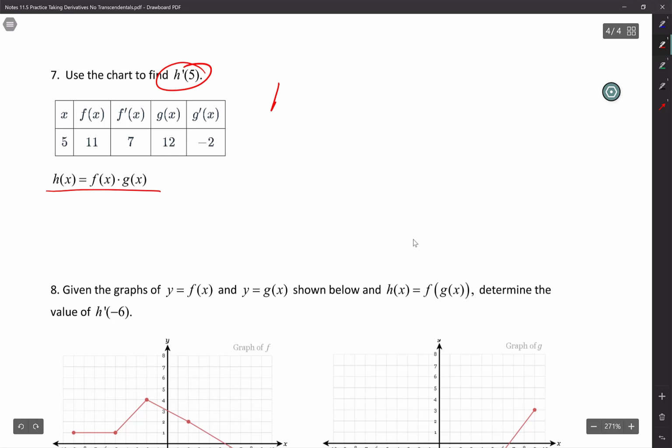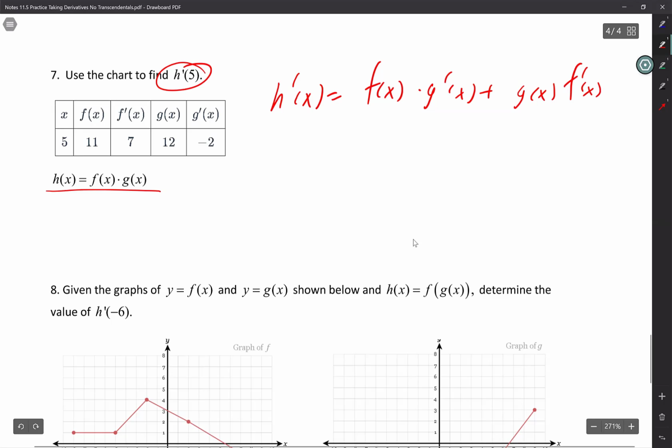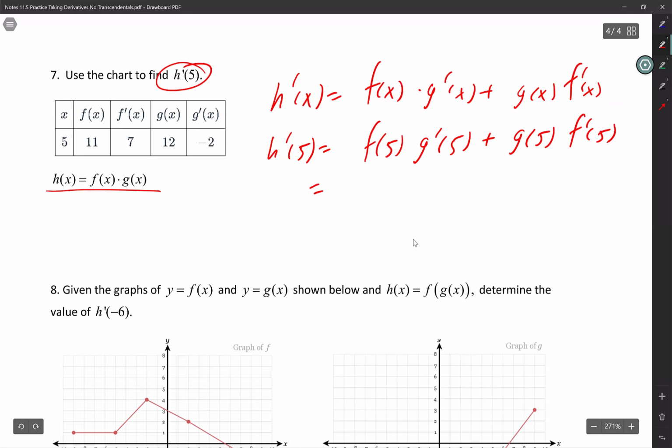Product rule. h prime of x equals first times derivative of the second plus the second times derivative of the first. Once you've done that, plug in a 5. f of 5, g prime of 5 plus g of 5, f prime of 5. And that's it, guys. We're done. We just got to get the values from the table.